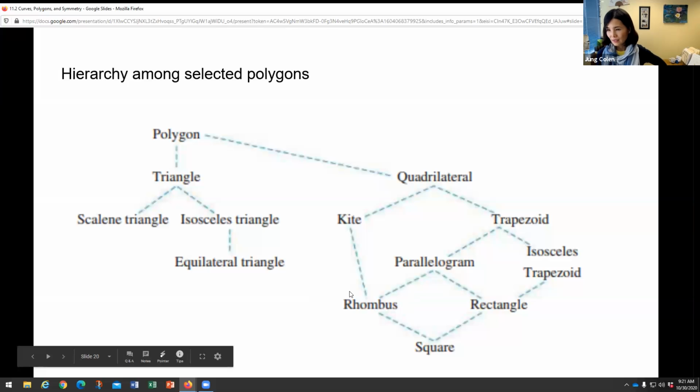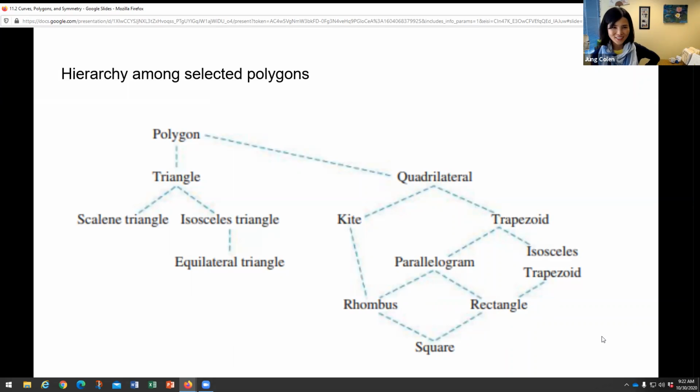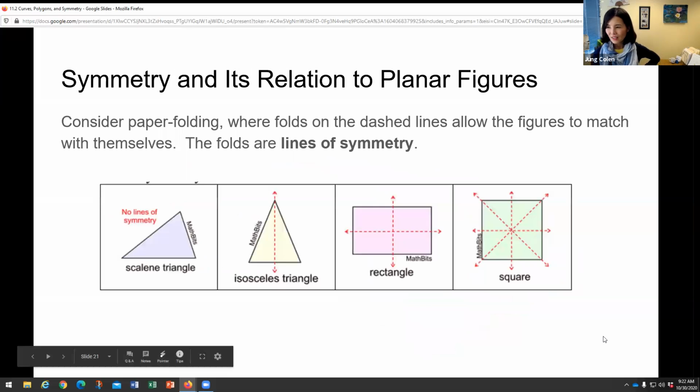A rhombus has parallelogram characteristics and kite characteristics. You have all four sides that are congruent. If four sides are congruent and all four angles are congruent, then it becomes a square. So it is very important to know this hierarchy, okay? Especially the teachers. Teachers have to know to teach the students.